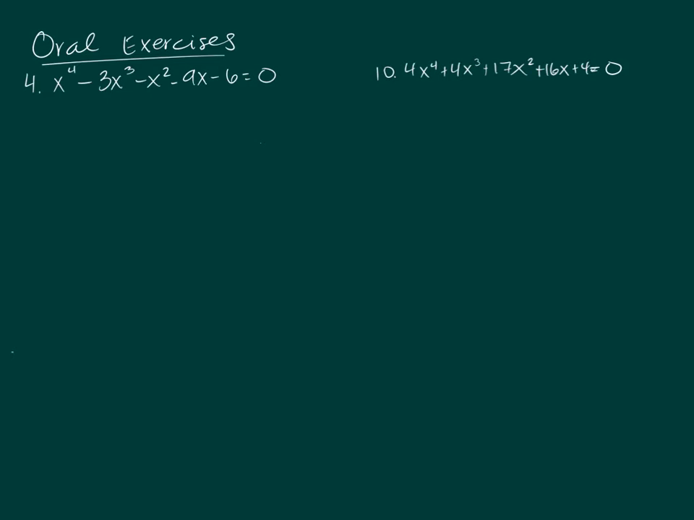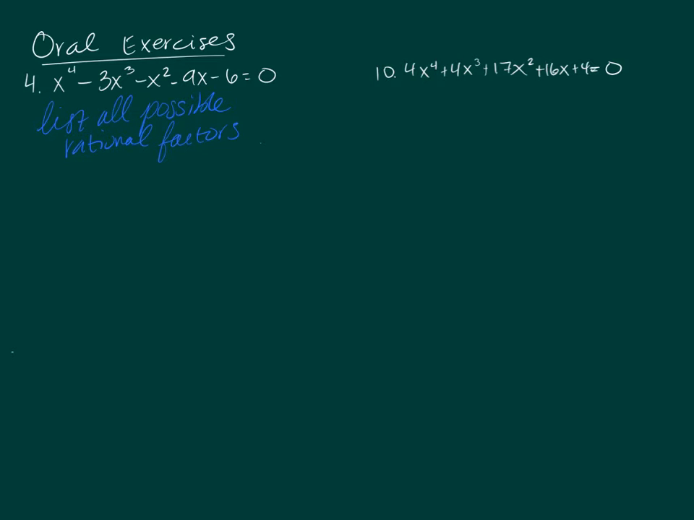Now let's look at some examples from the classwork. In the classwork for this section, we're just doing the oral exercises. To begin with, let's look at number 4. For number 4, all I want you to do is list all possible rational factors. So we're going to use the formula we just did on the last slide.